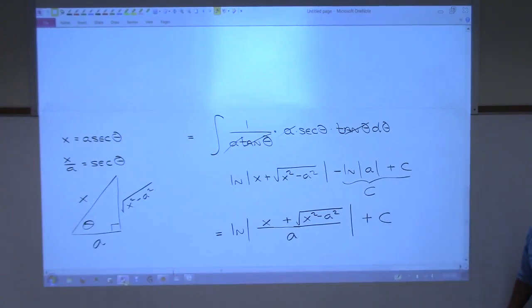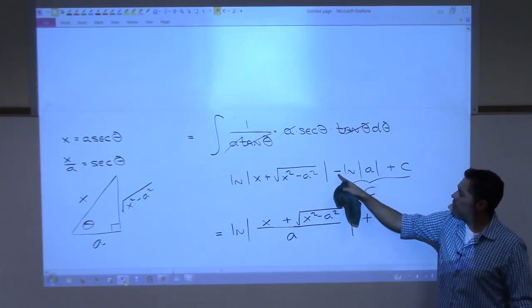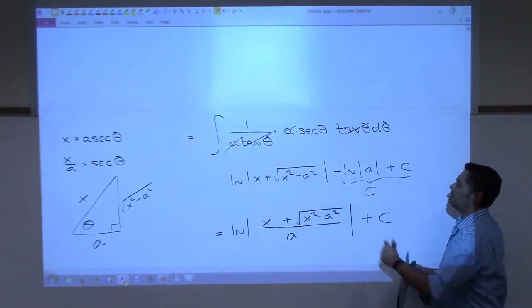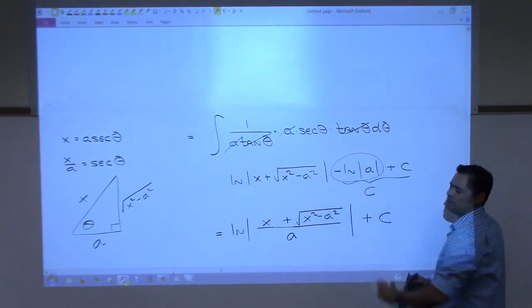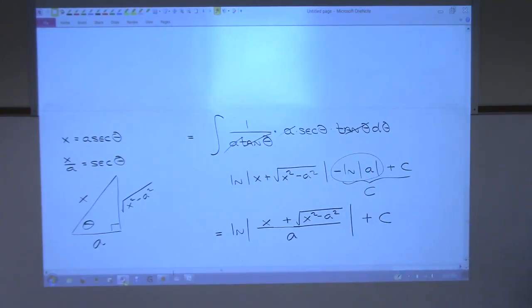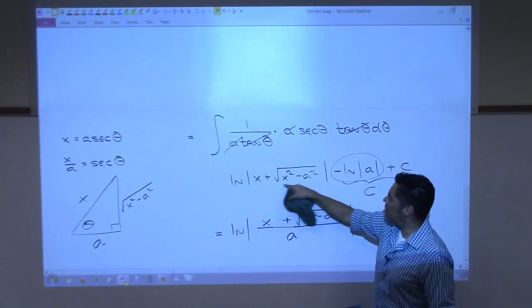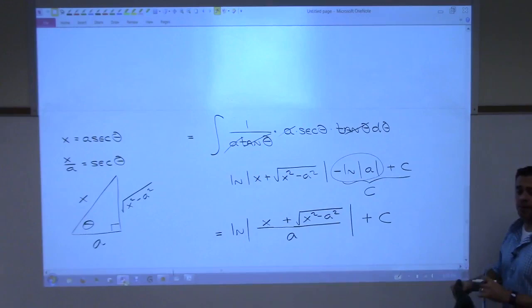Would you move the negative? Move what? Could you move it? Yeah, or it just disappears. It's still a constant, right? Like minus a number is the same as plus a number. You know, it's just a number. So would it just end up being ln of x plus this right here, plus some constant? All right, good.